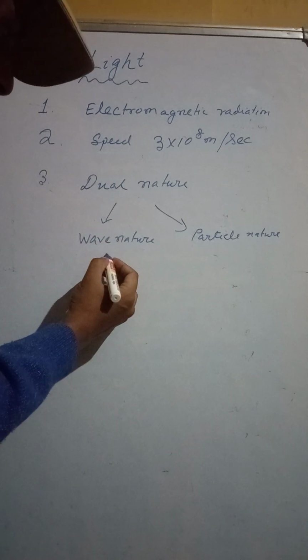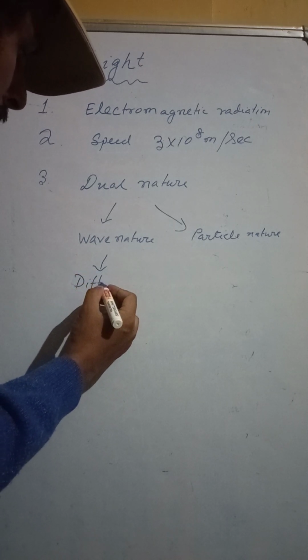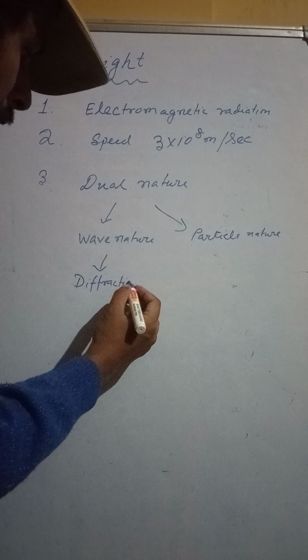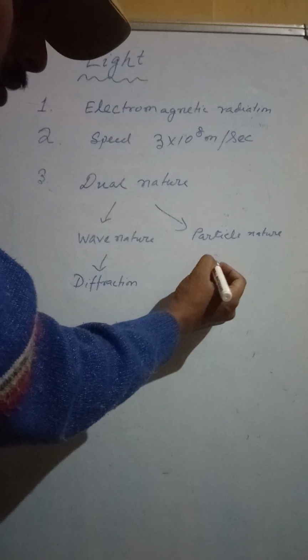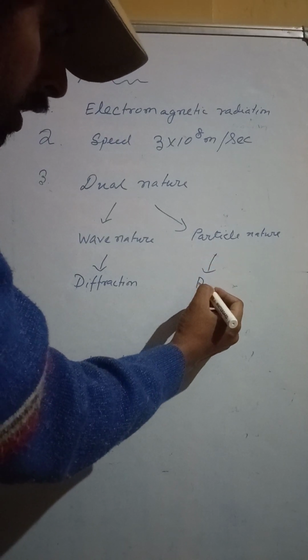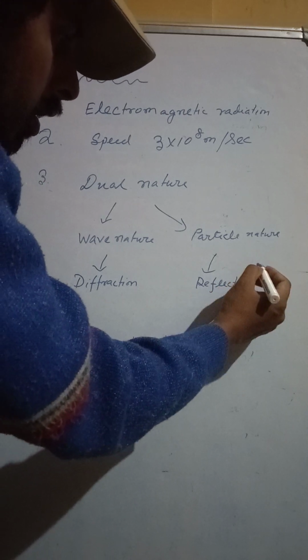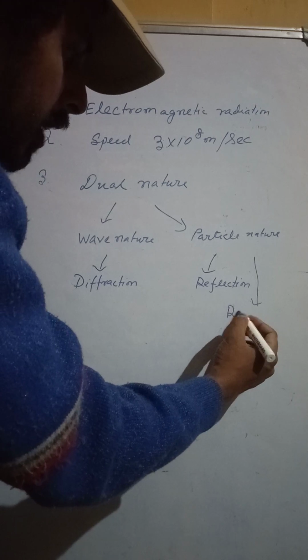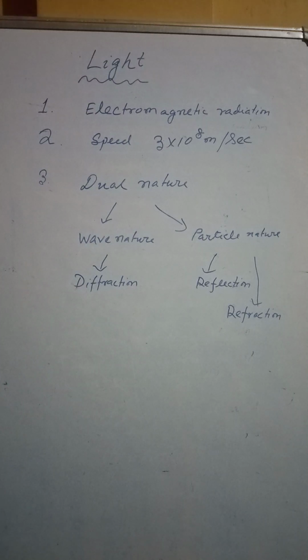Due to wave nature, we observe phenomena like diffraction, polarization, interference, etc. And due to particle nature, we observe phenomena like reflection or refraction of light. So in your chapter mainly reflection and refraction are covered. So I will discuss reflection today.